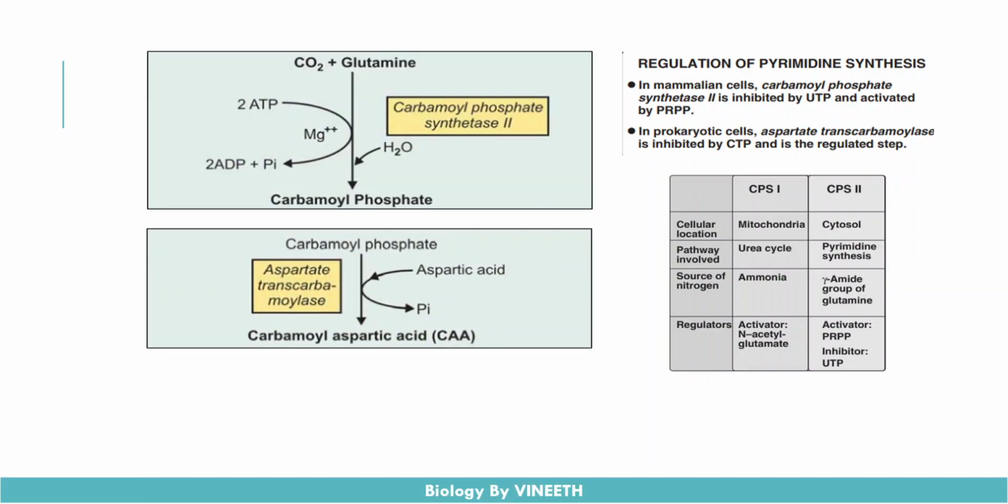Now this carbamyl phosphate joins hands with aspartic acid and forms carbamyl aspartic acid. I'll show you the structure of how they are formed. The enzyme involved in the conversion of carbamyl phosphate to carbamyl aspartic acid is aspartate transcarbamylase, which transfers the entire aspartic acid amino acid onto the carbamyl phosphate molecule.